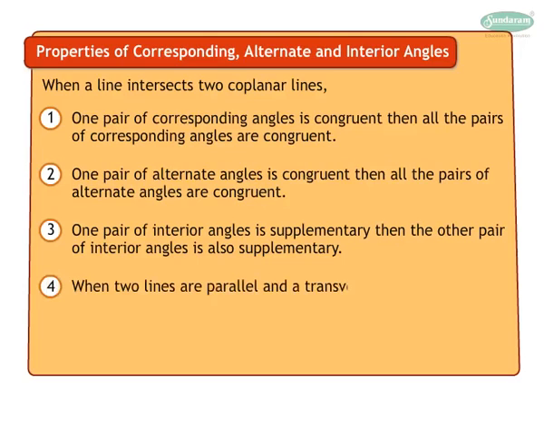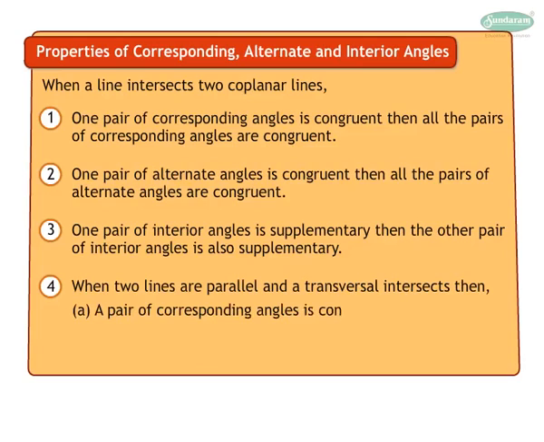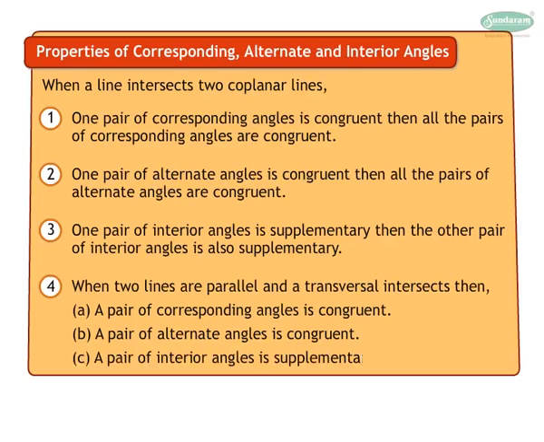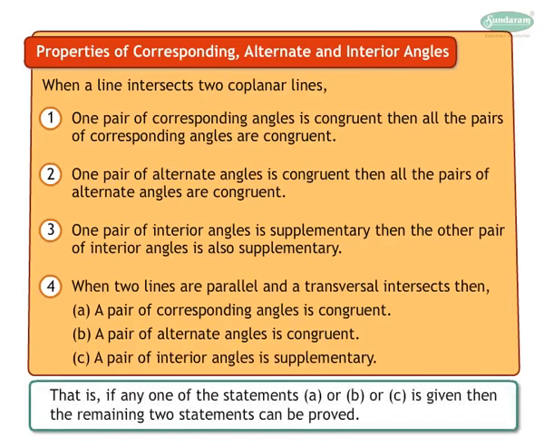4. When two lines are parallel and a transversal intersects, then A. A pair of corresponding angles is congruent. B. A pair of alternate angles is congruent. C. A pair of interior angles is supplementary. That is, if any one of the statements A or B or C is given, then the remaining two statements can be proved.